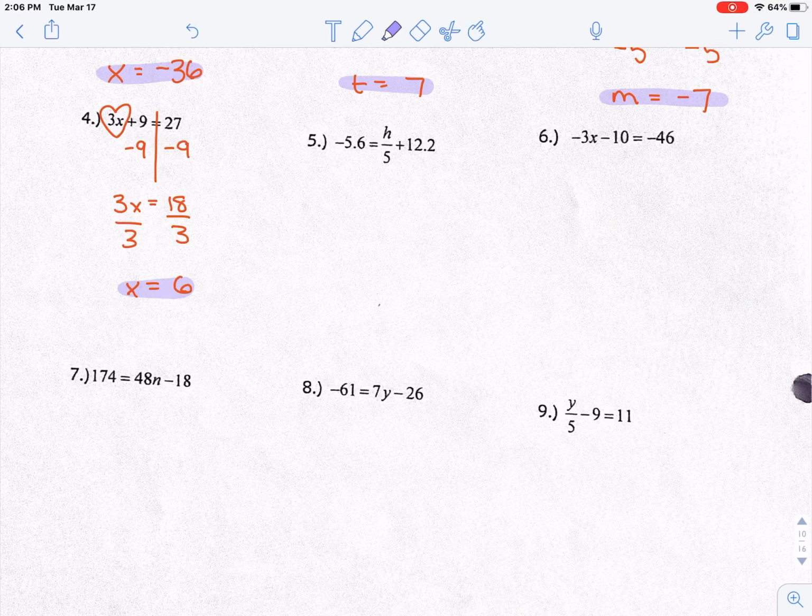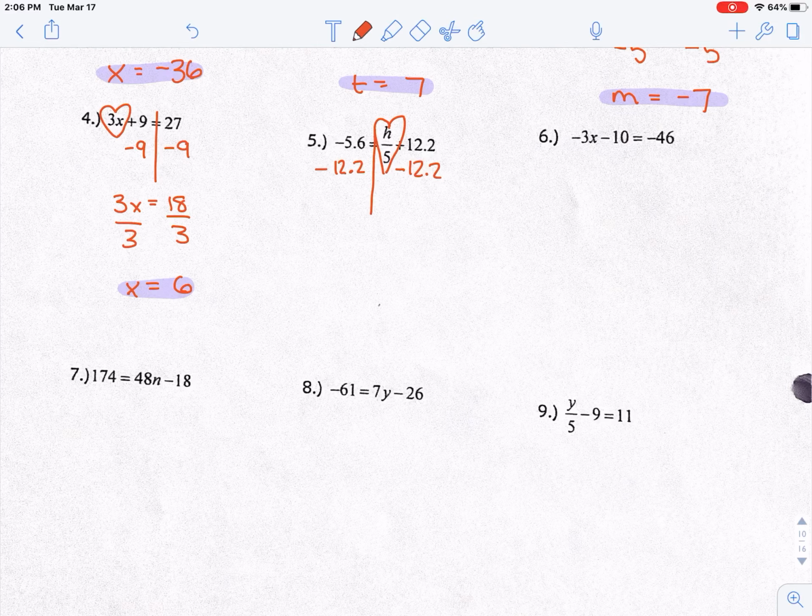All right, so one more here before I move on. We have negative 5.6 equals h over 5 plus 12.2. So again, draw in your line here. Our h over 5 is our variable term that we want to keep together. So to undo adding that 12.2, we are going to subtract 12.2 to both sides.